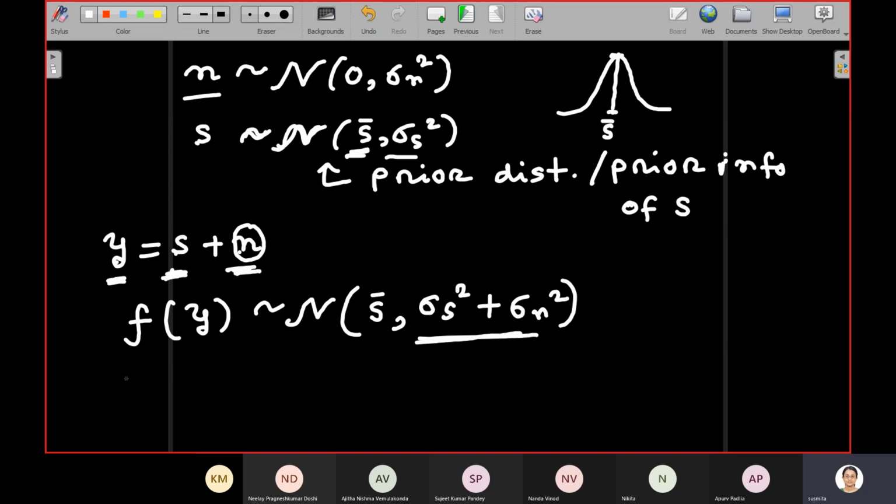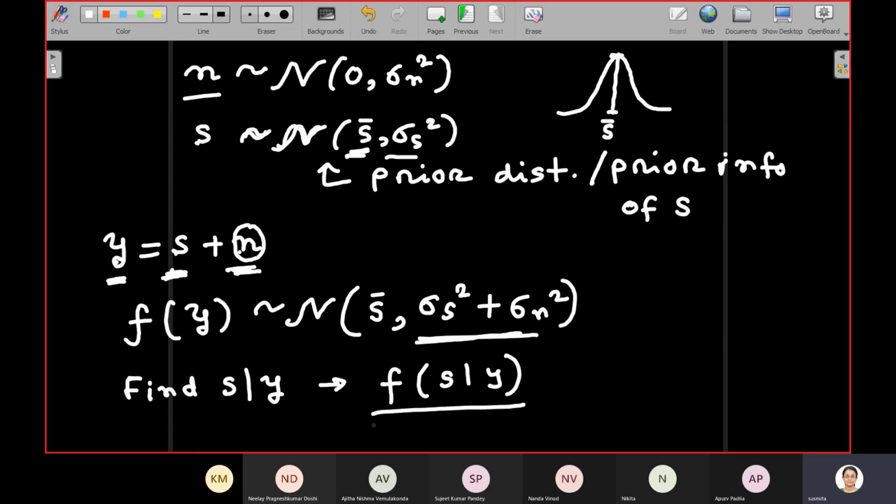So our objective is to find S given y. We are making measurements of y, and we want to refine prior knowledge about S based on y. So we actually want to find the PDF of S given y. This is what we are looking for.